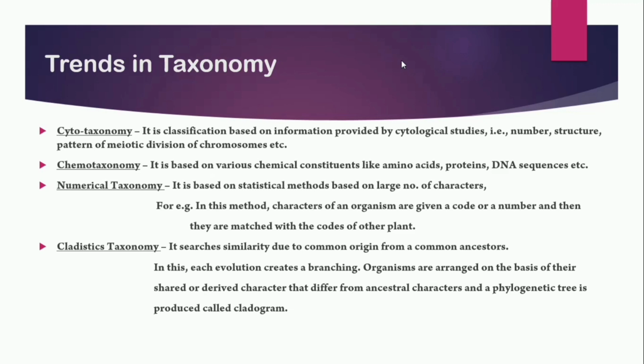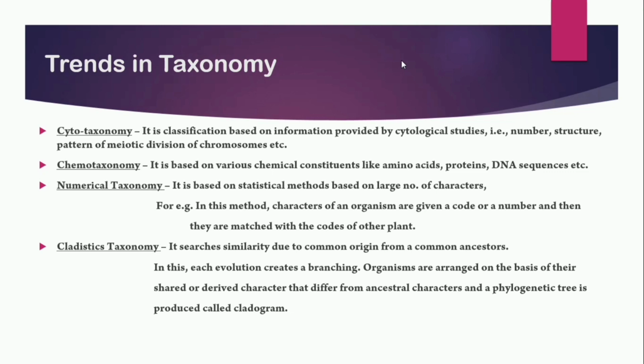In cytotaxonomy and chemotaxonomy, you have already learned what we can do. In cytotaxonomy, I can classify organisms based on the information provided by cytological studies, that is, the structure or number of chromosomes, the pattern of meiotic division of chromosomes, etc. In chemotaxonomy, I can provide information related to the chemical constituents like amino acids, proteins or DNA sequences present in an organism. Now, there are 2 new trends which developed after almost the 1960s.